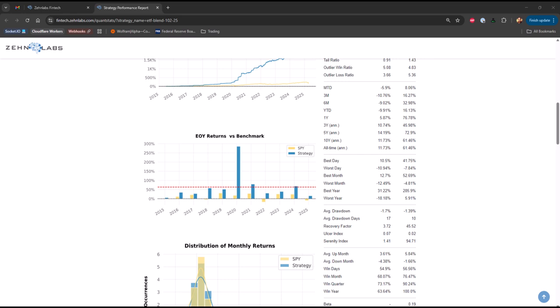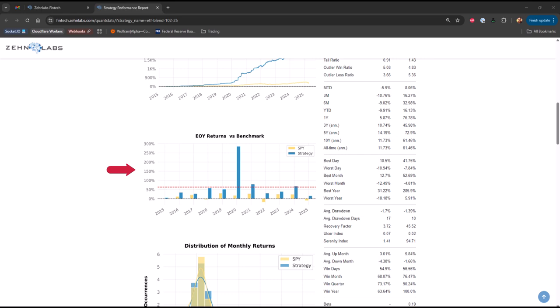We already covered earlier two of the graphs that I look at. The one that I also look at is the end-of-year returns graph. Here, my main concern is to make sure that the blue strategy bars are generally higher than the yellow benchmark bars. This visualization also quickly tells me whether there are any outliers that might be inflating the strategy's CAGR.